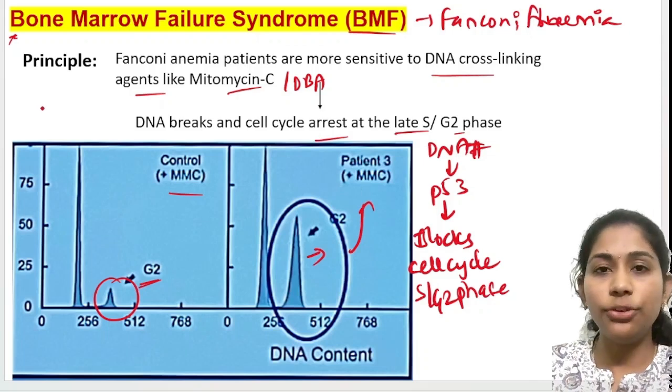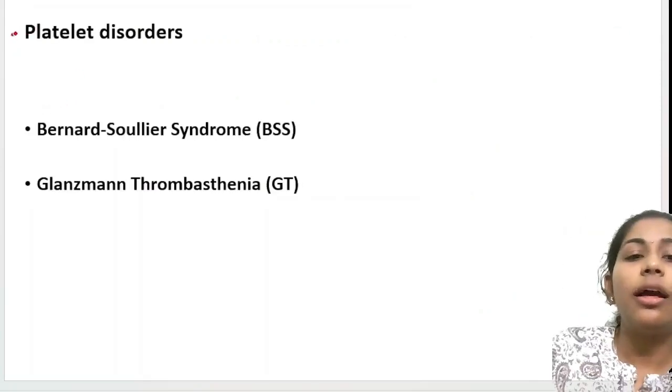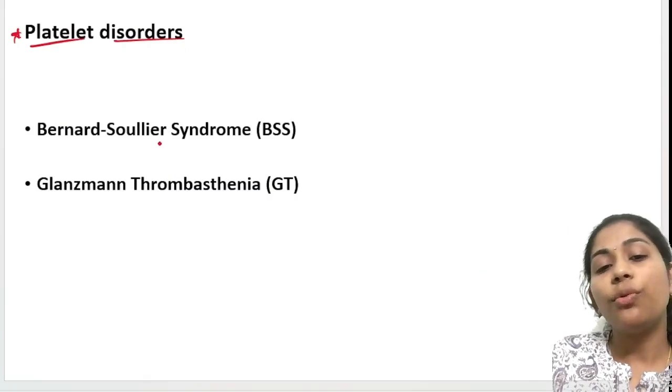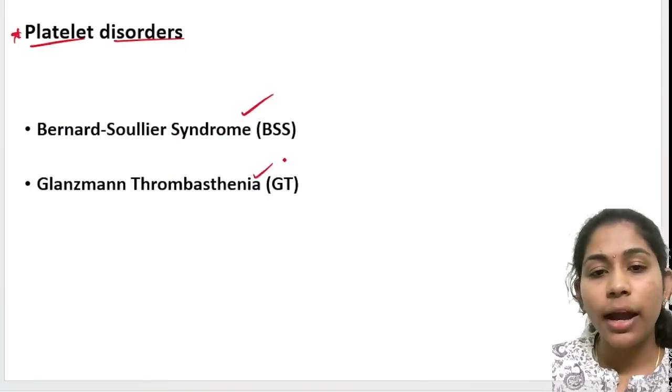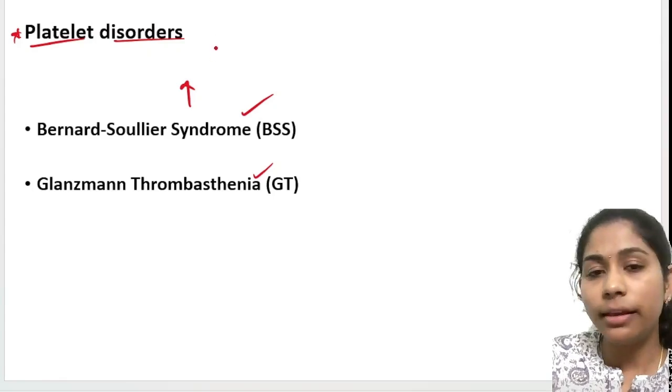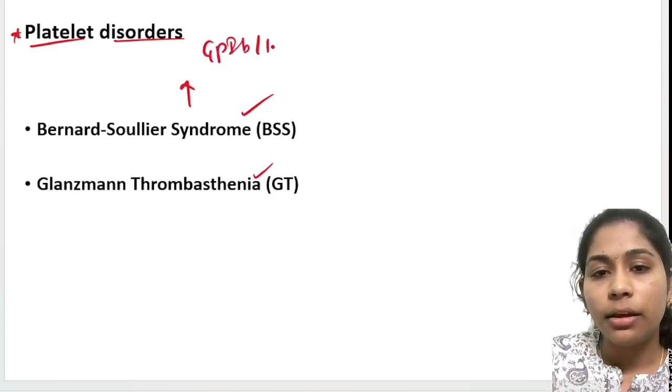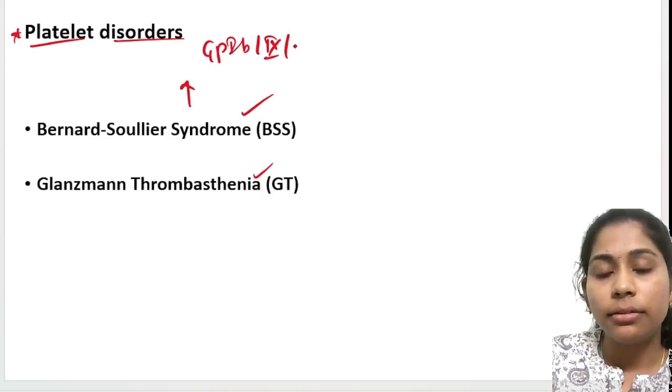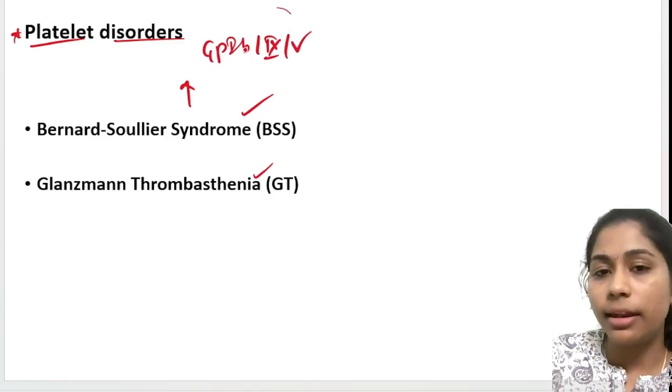Okay, understood? Yes. Then we'll go to the final disorder, that is platelet disorders. So what are these platelet disorders? Yes, Bernard-Soulier syndrome and Glanzmann thrombasthenia. So here only you can tell me what is the defect in Bernard-Soulier syndrome? Yes, it is GP1BA, GP1B. This is the receptor that is defective.